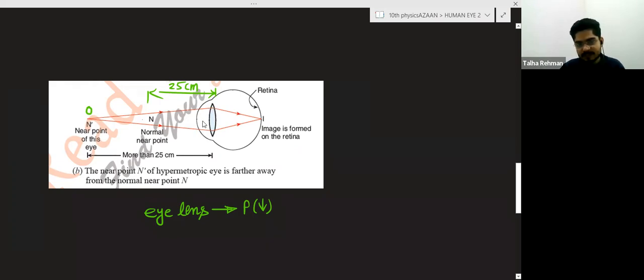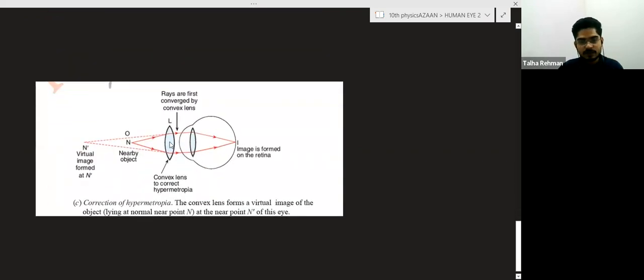These are the diverging rays, and this lens is converging these diverging rays. So somehow you have to help this lens to converge these diverging rays. How will this happen? You will place a converging lens. Basically, this is the hypermetropic eye, and this is the converging lens you have placed.